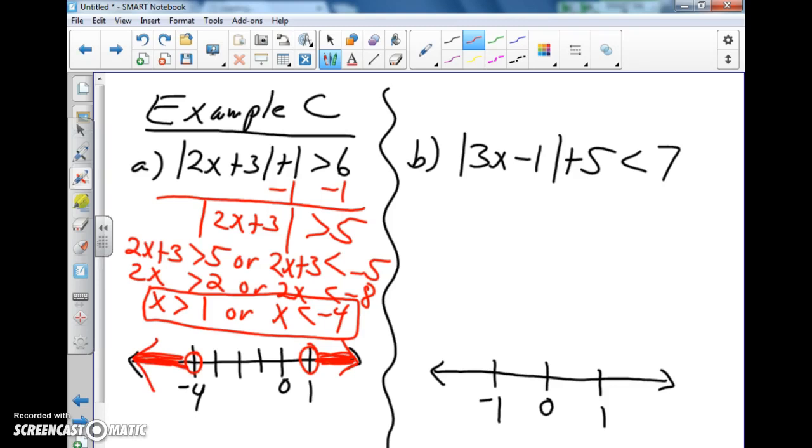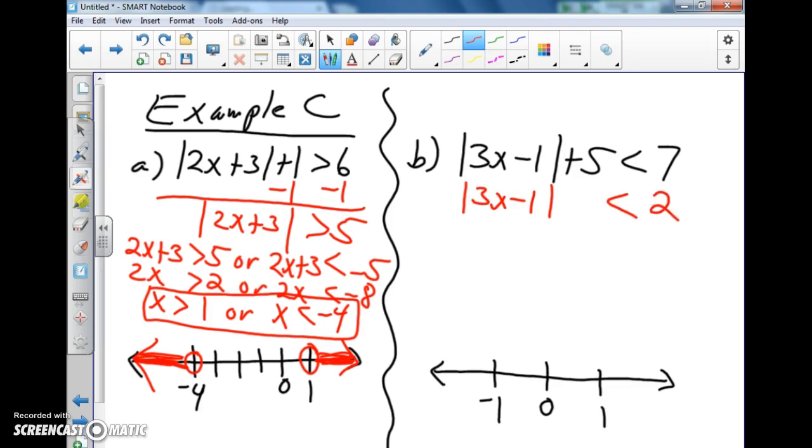Okay, everybody good on that? Okay, so let's go to B. Is the absolute value by itself? No. So what's the first thing I'm going to do? Subtract 5 on both sides. Very good. So absolute value of 3x minus 1 is less than 2, right?